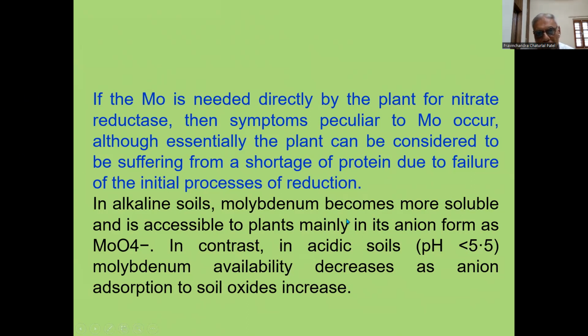So in alkaline soil, molybdenum becomes more soluble and it is accessible to plant mainly in its anion form as MoO4. In contrast, in acidic soil, pH lesser than 5.5, molybdenum availability decreases as anion absorption to soil oxide increases. So we have to remember that molybdenum is an exception micronutrient that is more available in alkaline soil, whereas it is less available in the acidic soil.